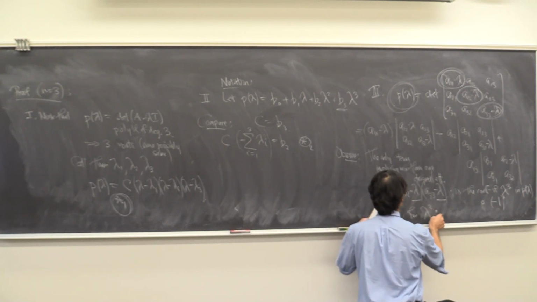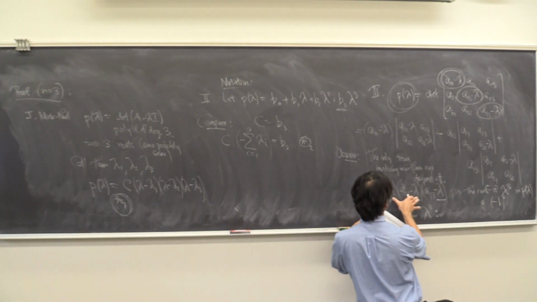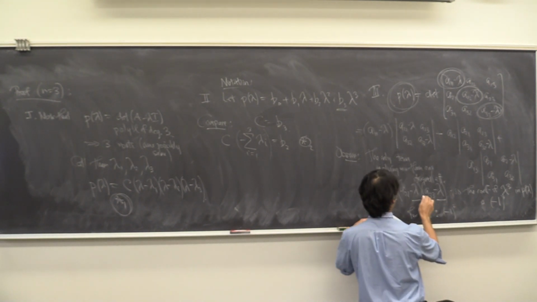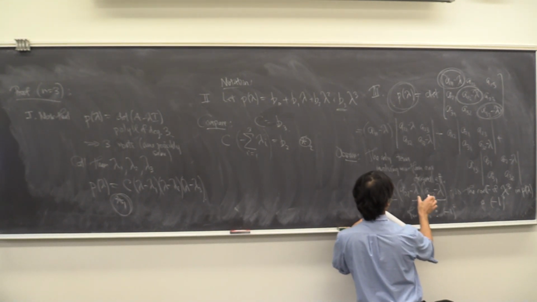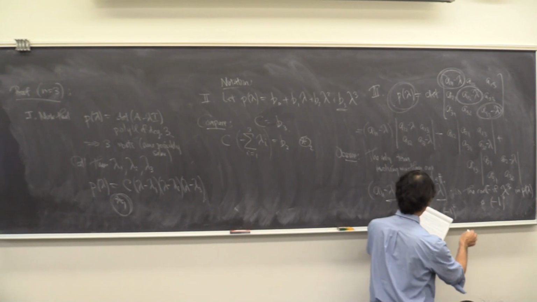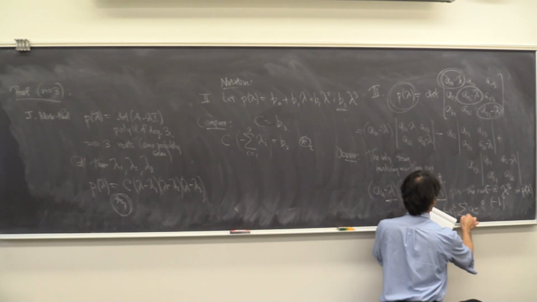For lambda squared, again, we're going to get -1 squared times A33, -1 squared times A11, -1 squared times the last guy, right? So we get -1 squared times the summation of Aii as i goes from 1 to 3.